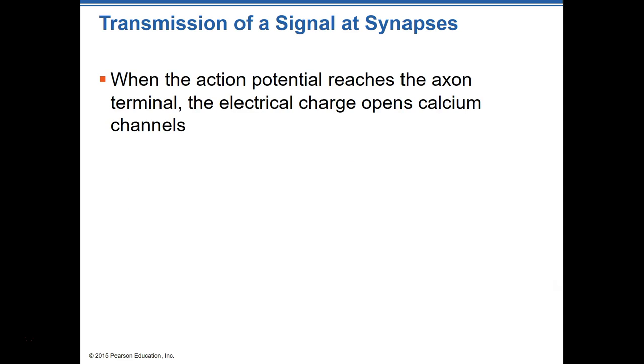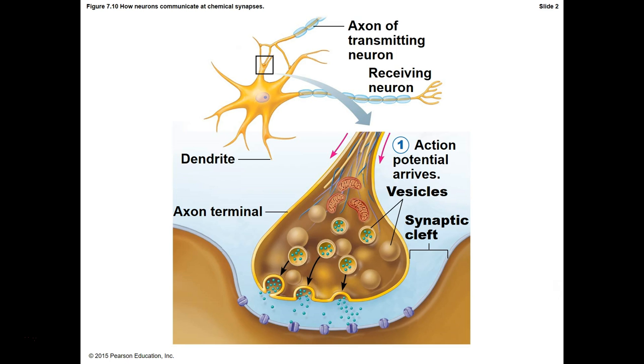Here's the thing. When that action potential, that nerve impulse that we've triggered, goes down to the end of that neuron and reaches the terminal, the end plate, that electrical charge is going to trigger calcium channels in the end of that to open. Calcium's going to rush in and trigger the release of a neurotransmitter. Okay? So that's what's happening here. We've seen this slide before. Action potential comes down, it lets calcium rush in, and causes the release of a neurotransmitter from those vesicles.